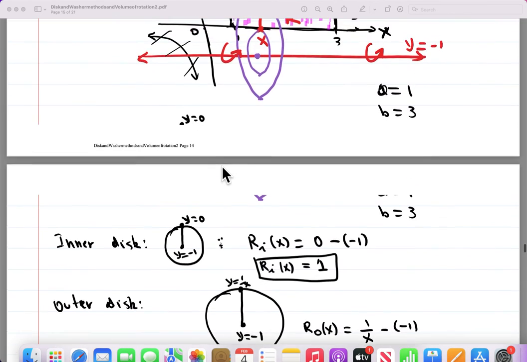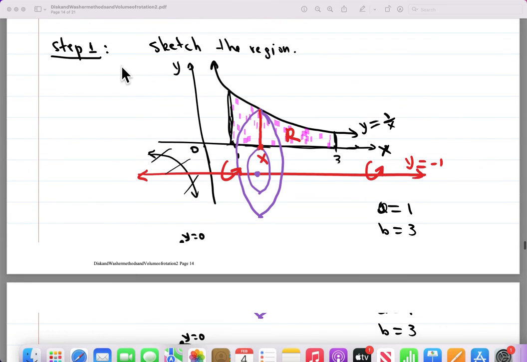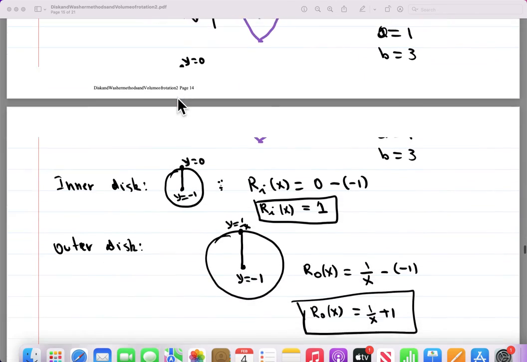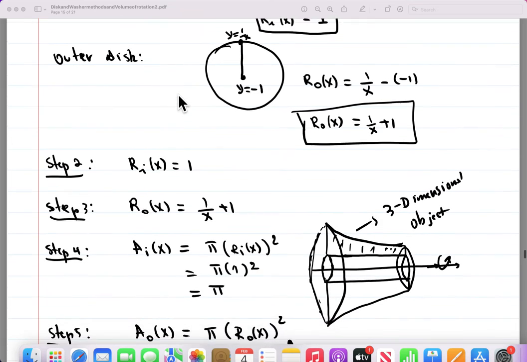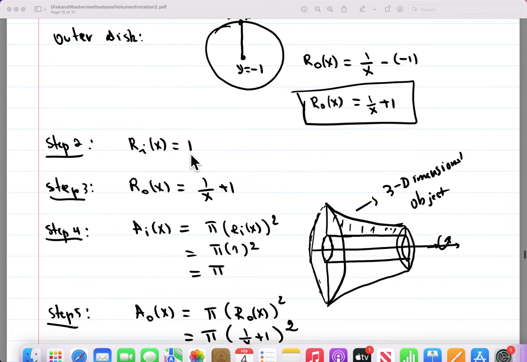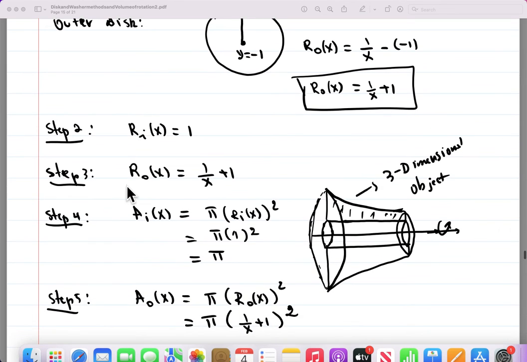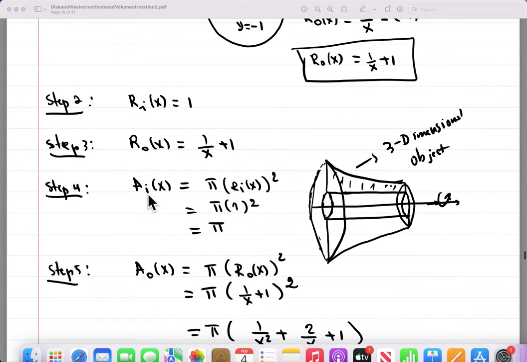So all of those were part of step 1. So now we go to step 2. We write down the inner radius. Step 3, we write down the outer radius. Step 4, we find the inner area. Okay, the area of the inner circle. Call that the inner area, which is pi times the inner radius squared. So inner radius is 1, so we get only pi.